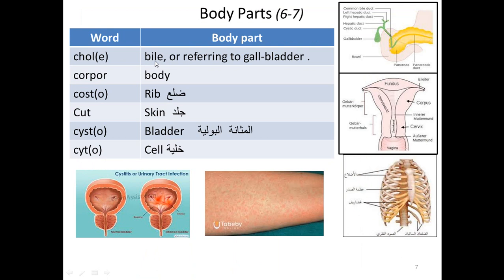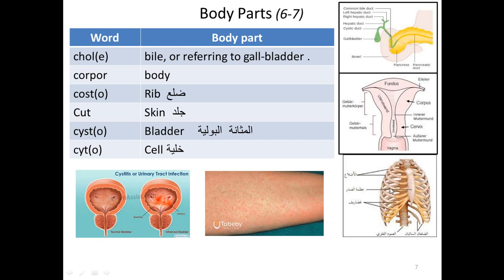Chole means bile. The bile refers to the gallbladder. So when we talk about the bile, we may see chole. So there is cholangiography, cholecystography, cholecystitis, and so on, which relate to the bile. Corpo means the corpus, or the body of the uterus, for example. Costo is the rib. This is the costal part of the rib, and here we have the cartilaginous part. So we talk about only the bony part, which we call the rib or costo.